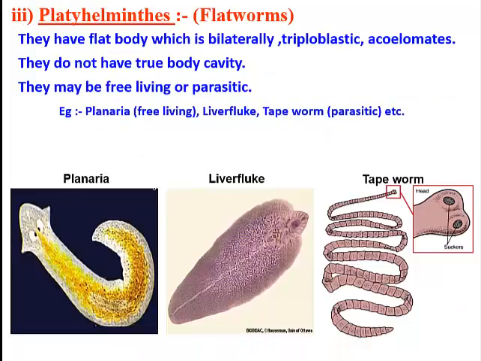Next is Platyhelminthes. Platyhelminthes are also called flatworms. These have bilateral symmetry, are triploblastic, that means three layers of embryonic origin, and acoelomates. The coelom is completely absent. The coelom refers to the body cavity or the space inside the body, and they do not have a true cavity inside the body. They may be free living or parasitic.